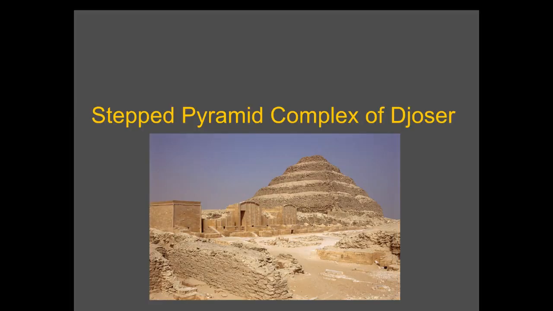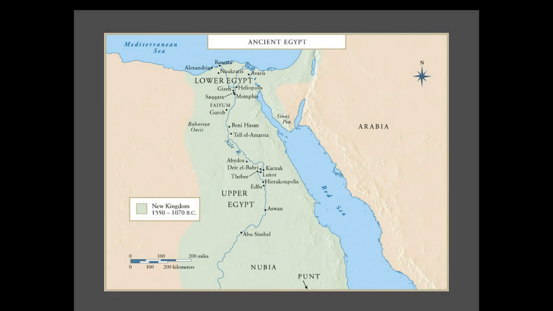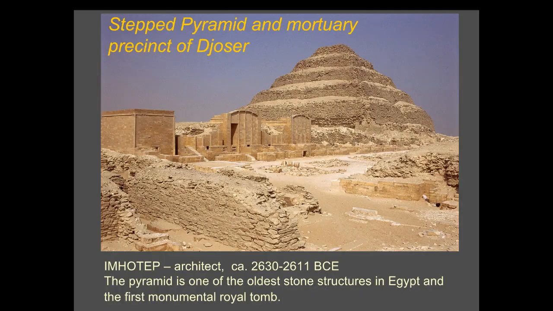All right. So this is an actual image of the stepped pyramid complex at Djoser. So you see those mastabas. That is still a mastaba. It's a stepped pyramid. It's the very beginning form of the pyramids that we see. So Imhotep, if you guys have ever watched the movie The Mummy, Imhotep was the architect of this. The pyramid is one of the oldest stone structures in Egypt and the first monumental royal tomb.